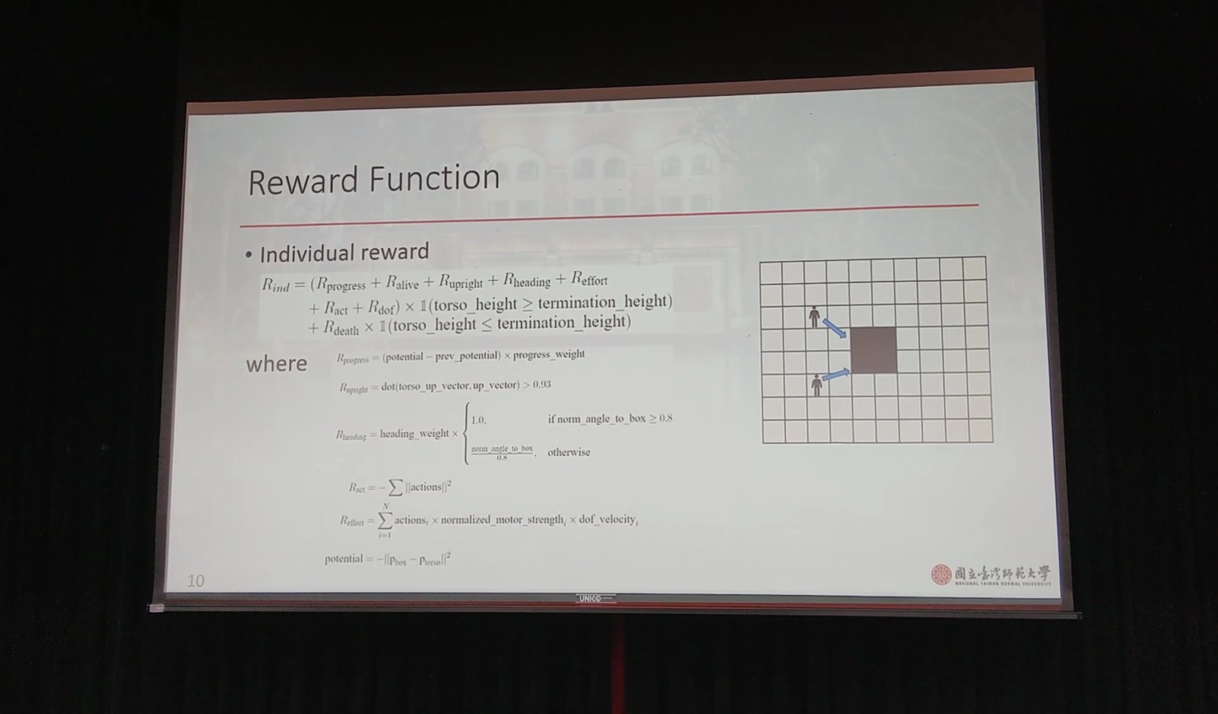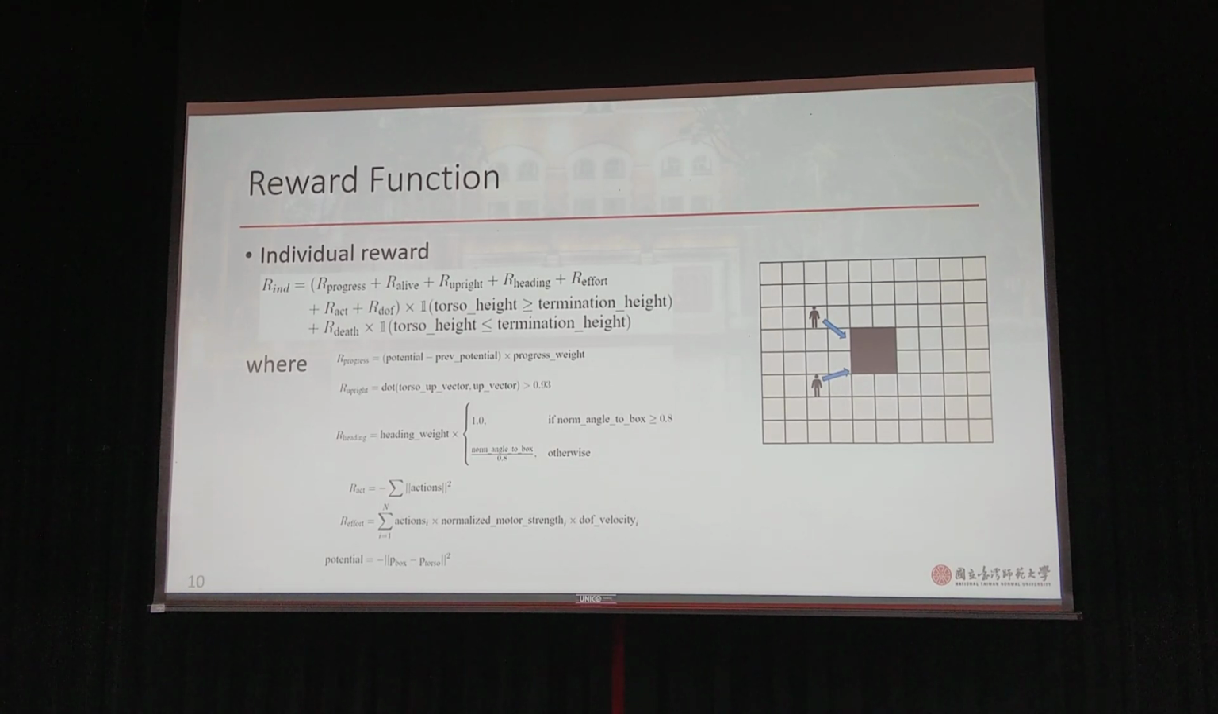This is the individual reward of how the agent moves toward the box. In the individual reward, there is R progress, which is the progress of the agent moving closer to the box, reward alive and reward upright. Also, reward heading ensures the agent maintains a viable posture and alignment towards the box, because we want our agent not to just move, but to move correctly and purposely.